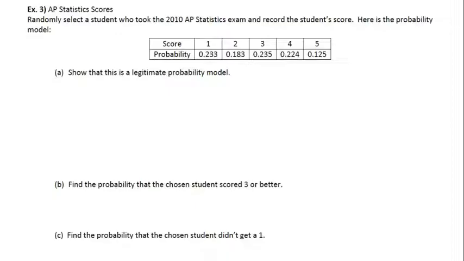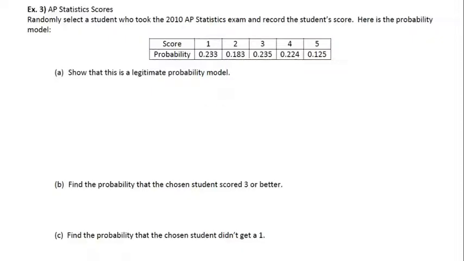So our final example here about AP scores. It says randomly select a student who took the 2010 AP Statistics exam and record the student's score. Here's the probability model. So on the AP exam you can get a score between 1 and 5, and it looks like a 1 had a much higher probability than a 5. So part A says show that this is a legitimate probability model.